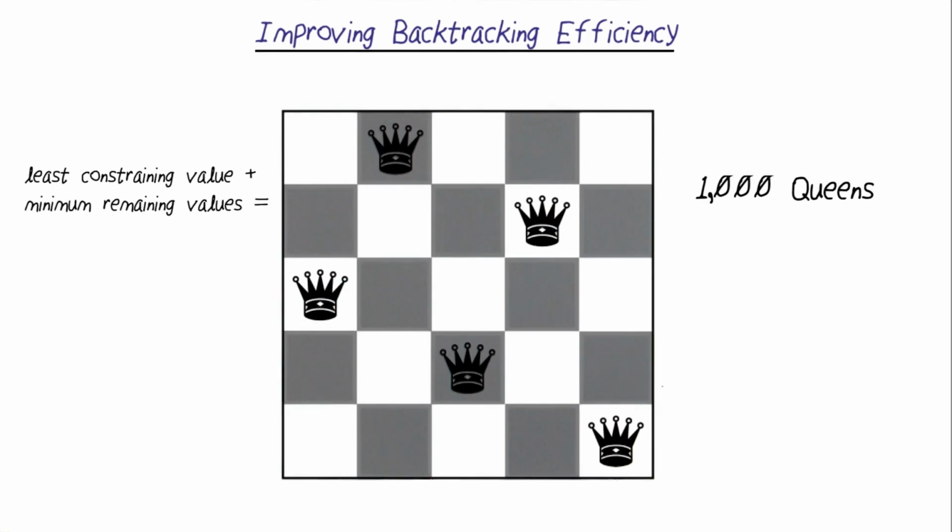Okay, well, how much do these improvements to backtracking help? Remember our n-queens problem? Yeah. Well, it is another example of a constraint satisfaction problem. Okay. And using the least constraining value and minimum remaining values heuristics to improve backtracking search will allow us to do the 1000 queens problem. I don't think I could ever do that by hand. That's impressive. You haven't seen anything yet.